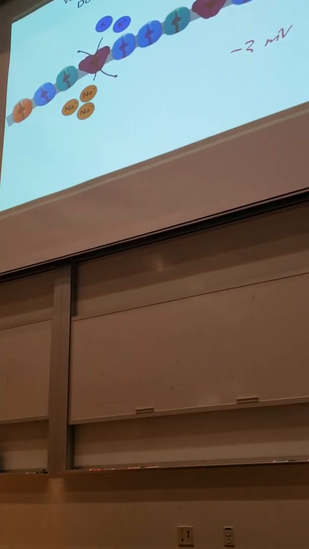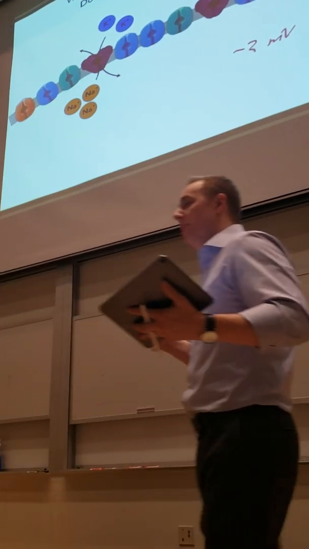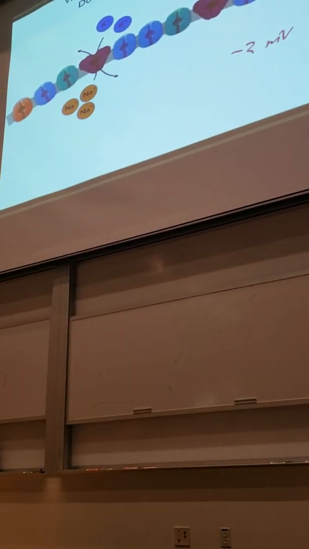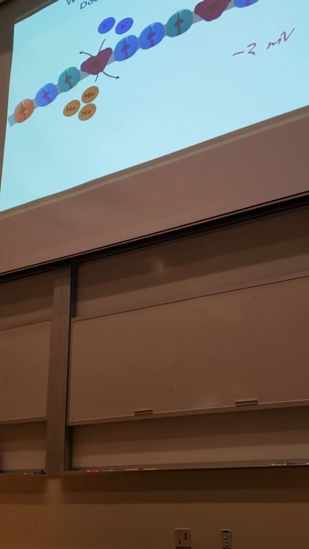But it is responsible, and not just in this cell that we're thinking about, but every cell in the body's got one of these pumps. So every cell in the body's got lots and lots of sodium potassium pumps and is responsible for making sodium high outside and low inside of cells. Any questions about that?